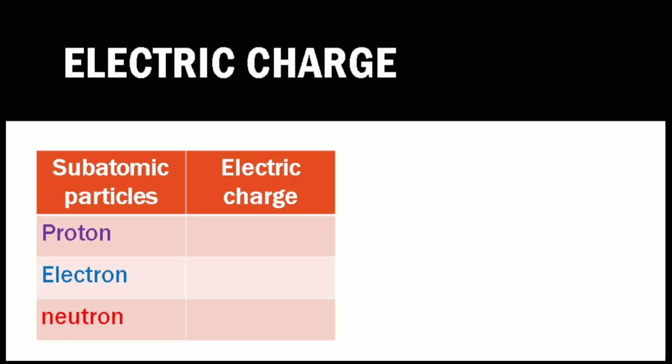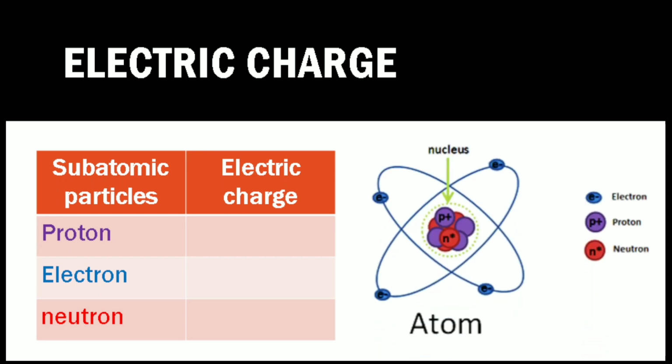Now let's have the electric charge. When we say electric charge, it is the charge that is carried by the subatomic particles. For the proton, let us have again this atomic structure. As you can see, there is a sign there in the proton. So what do you think is the electric charge of the proton?